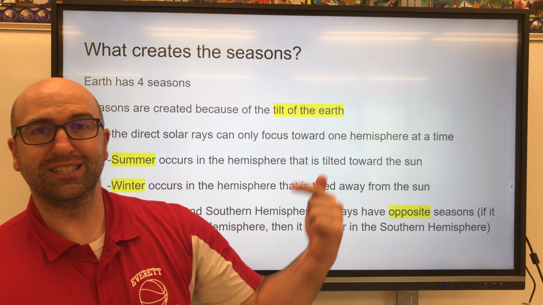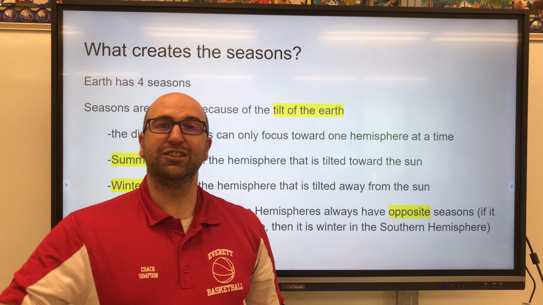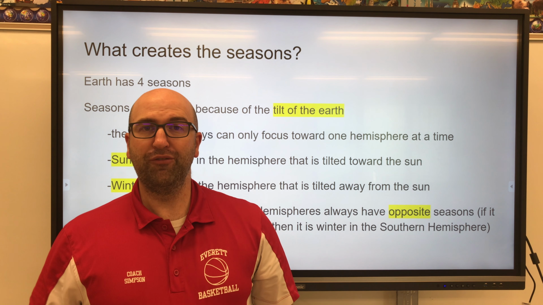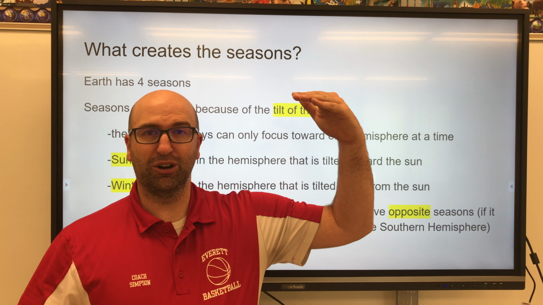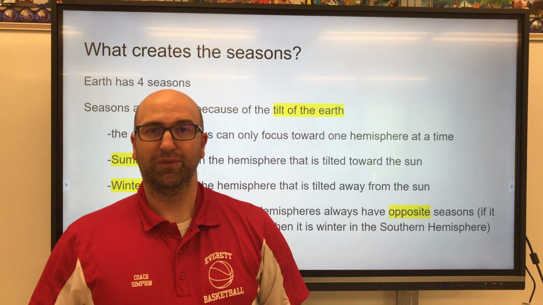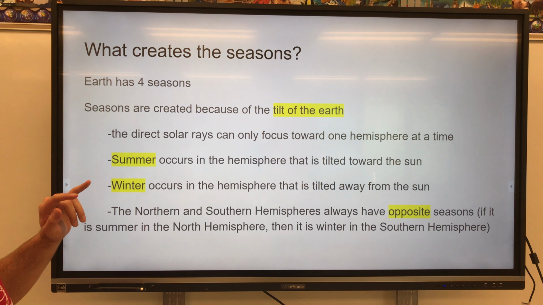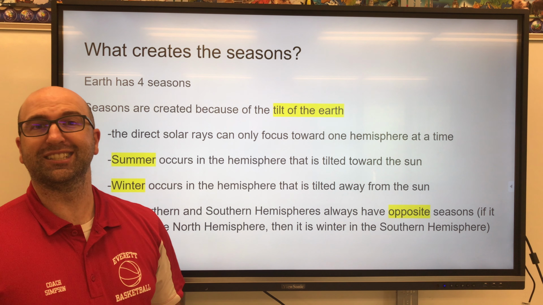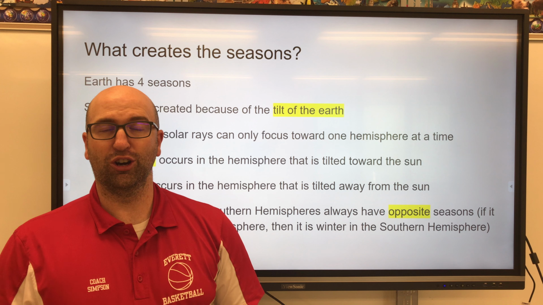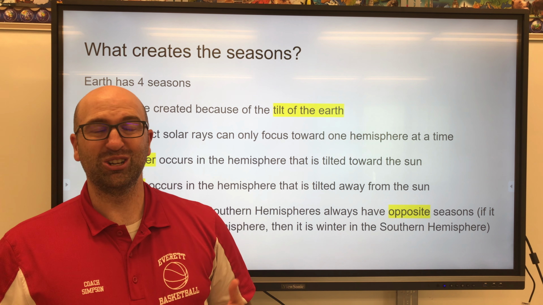So the seasons in the northern and southern hemisphere are opposite. When it's summer in the northern hemisphere, it's winter in the southern hemisphere, and vice versa. When it's winter in the northern hemisphere, it's summer in the southern hemisphere. And then spring and fall are opposite as well. And that is because you can only have one of the hemispheres tilted towards the sun at a time, receiving the sun's solar energy.